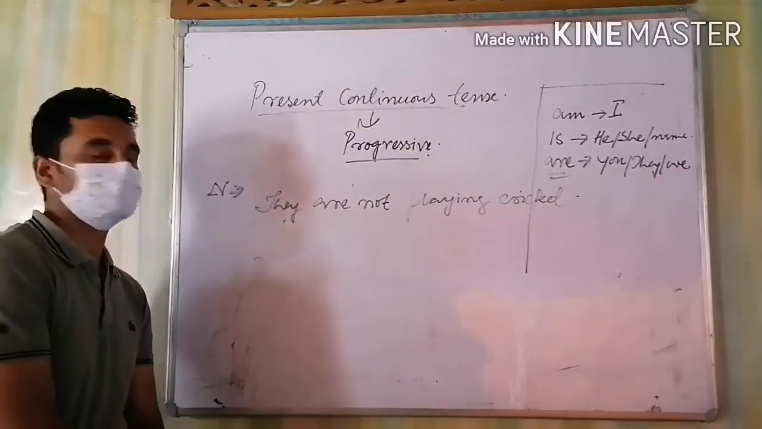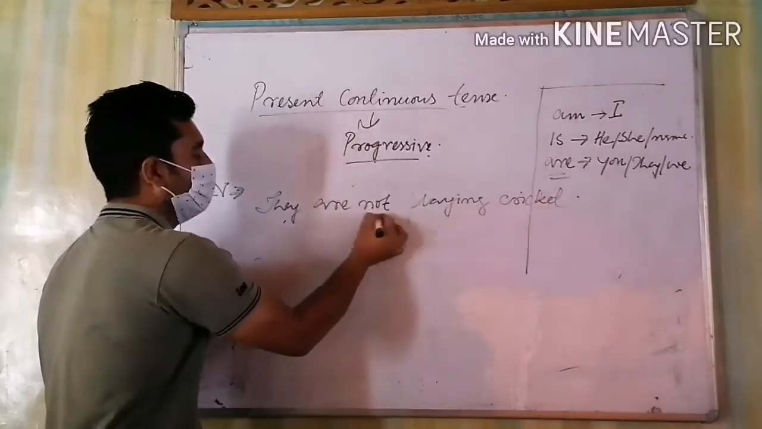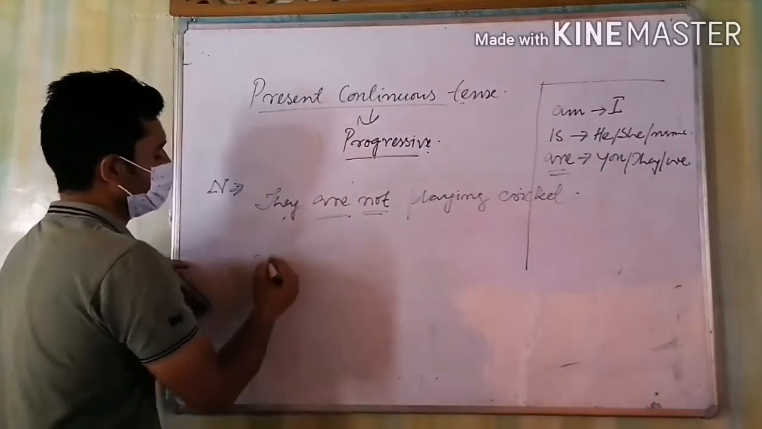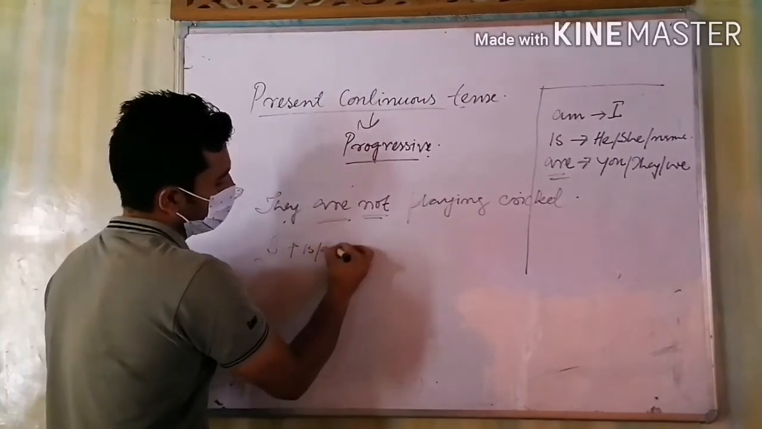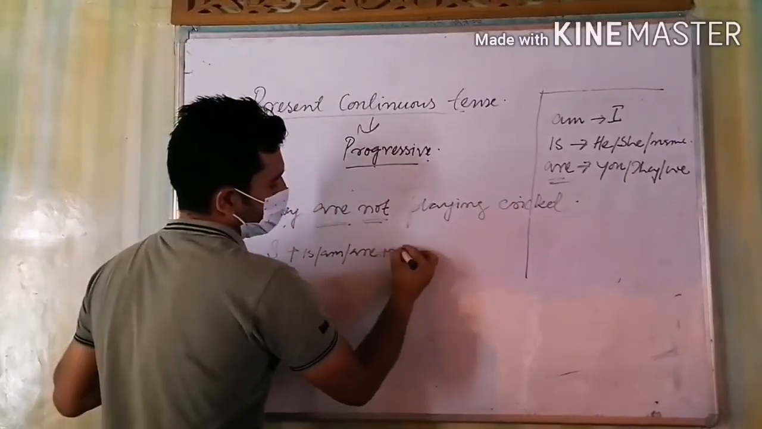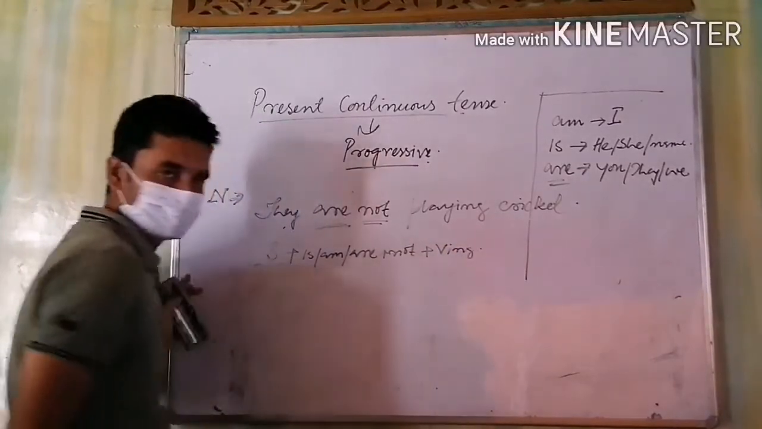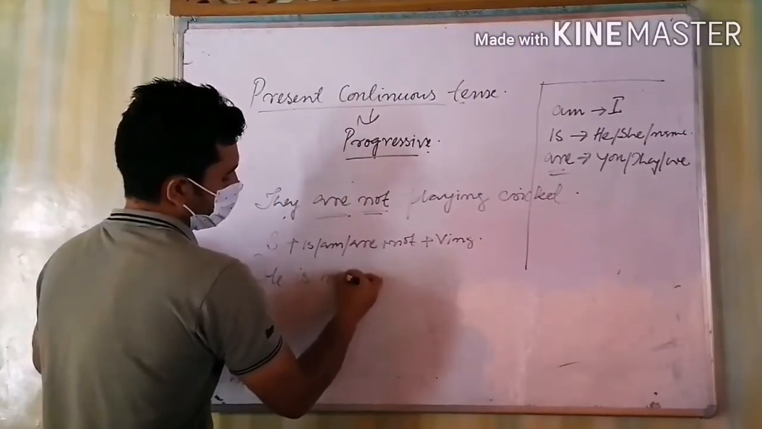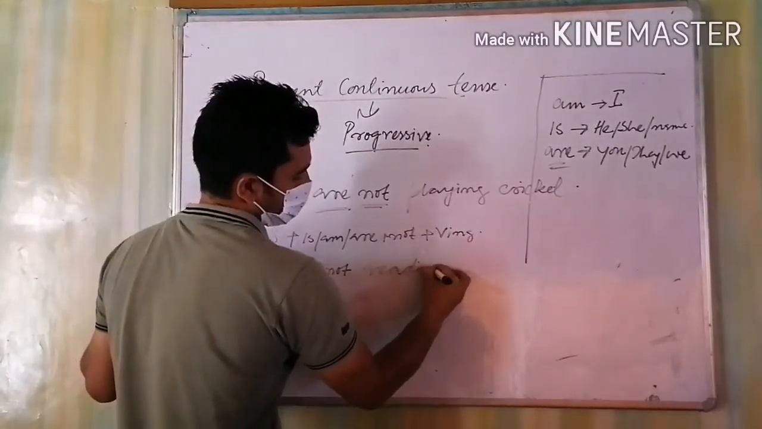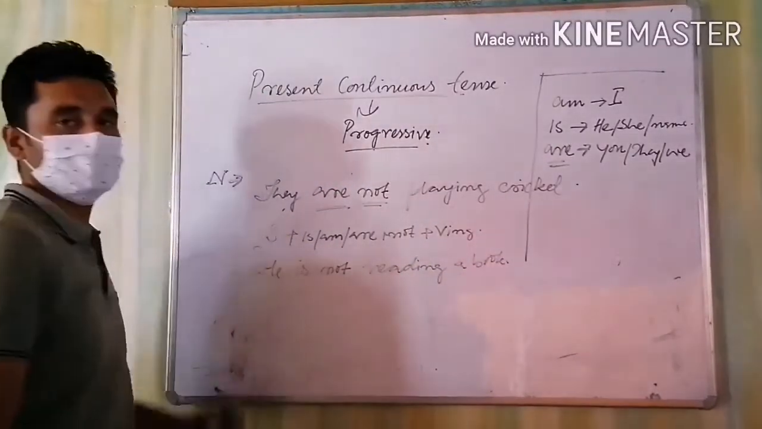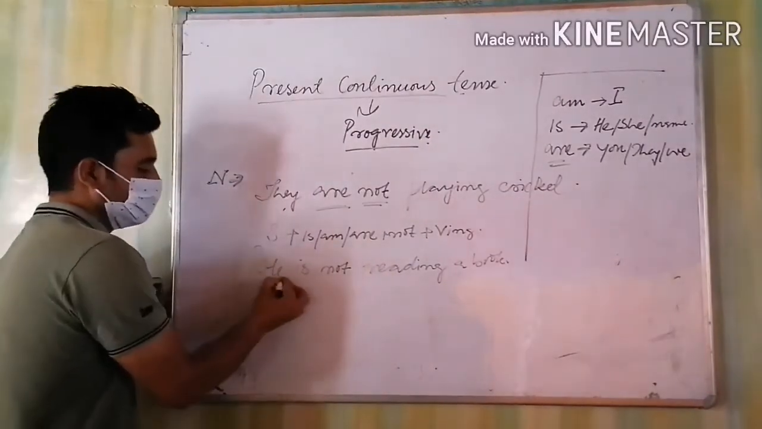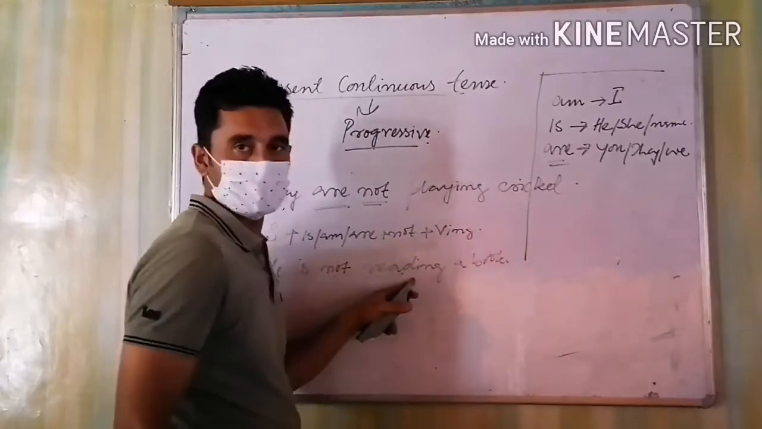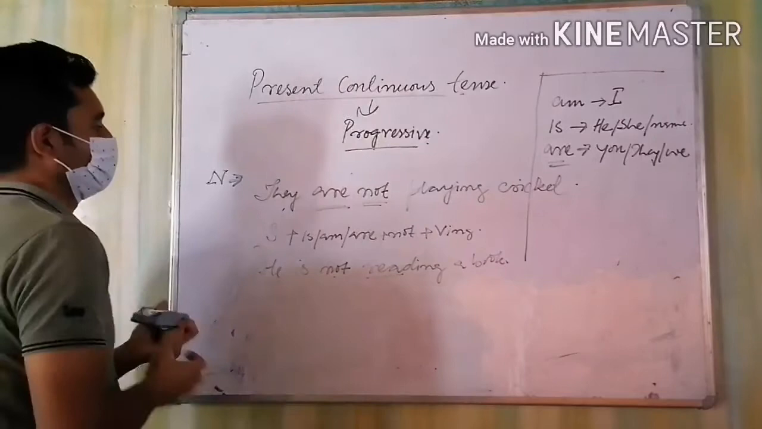So what we actually do, we do not put this not to the subject. Instead, we put this in front of primary auxiliary. So the structure goes like subject plus is, am, or are plus not plus verb in its ing form. Take another example. He is not reading a book. He is the subject, is the primary auxiliary, and then we have added not to it, and then root verb with ing form. This makes it present progressive tense. Right.